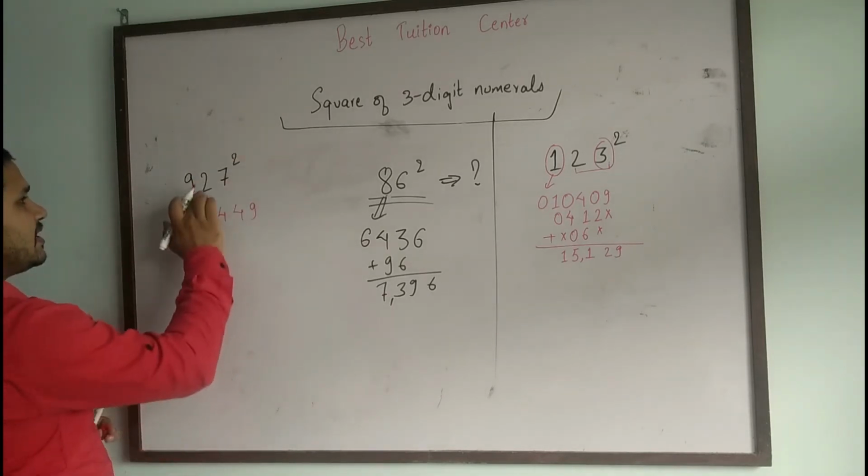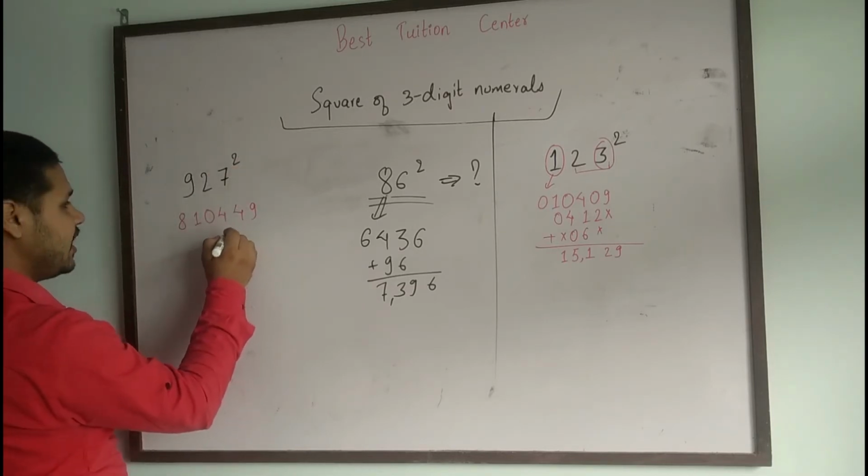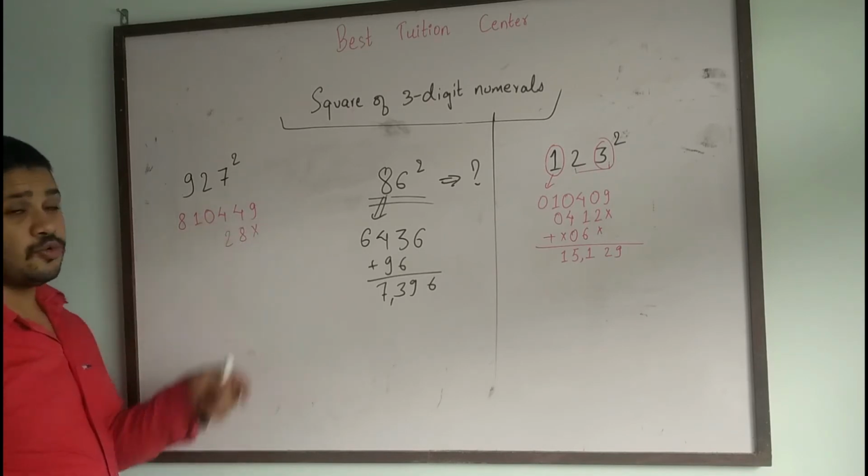So that means 7 times 2 is 14. 14 times 2 is 28. So let's keep 28 here. Let's not write anything under the ones position.